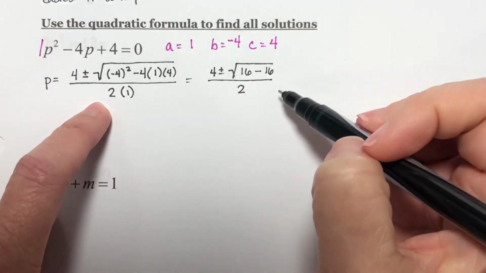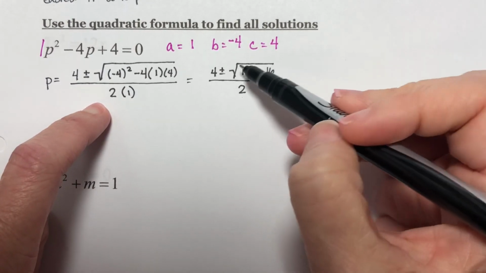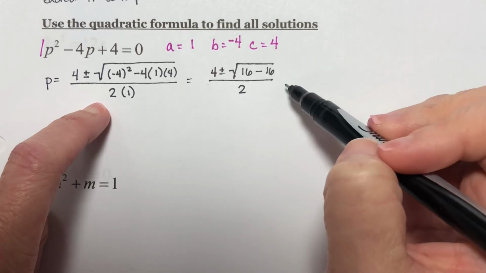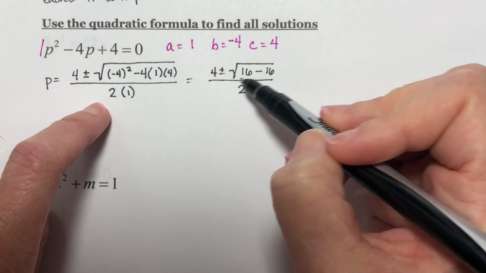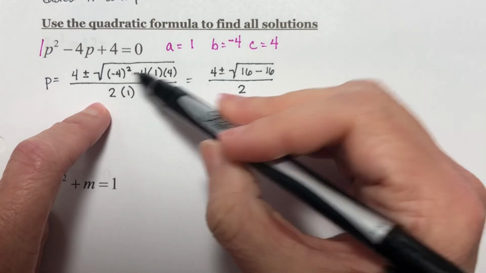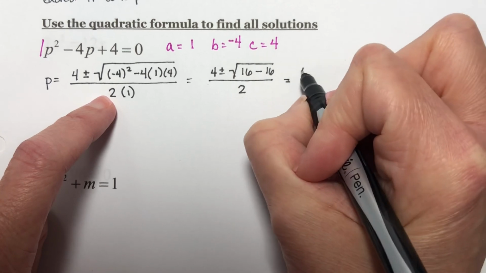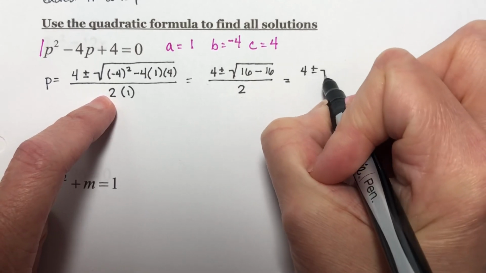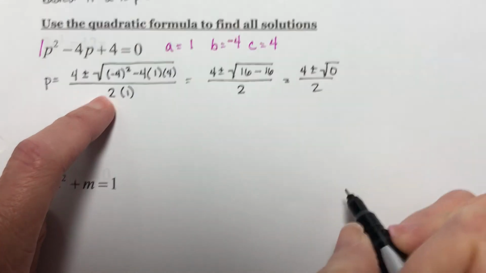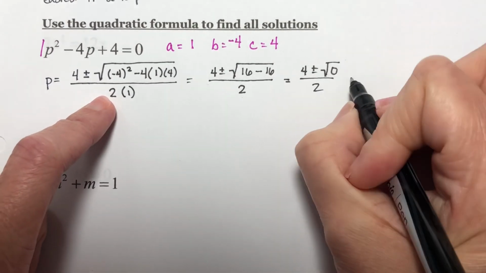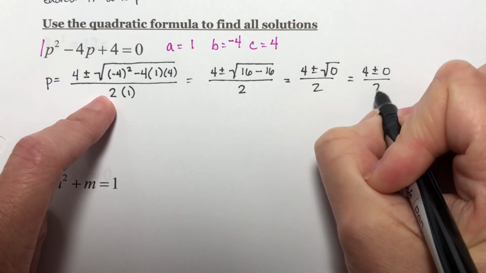Okay? When we're doing our order of operations, our first step is parentheses. That's any grouping symbol. We've talked about several times how the fraction bar is a grouping symbol. Well, a radical is also a grouping symbol. We need to do all these calculations before we add or subtract. So this is 4 plus or minus 16 minus 16, which is 0. Now the square root of 0 is 0, so I have 4 plus or minus 0 over 2.